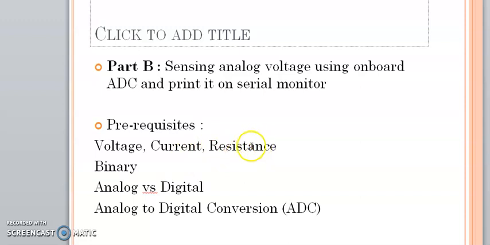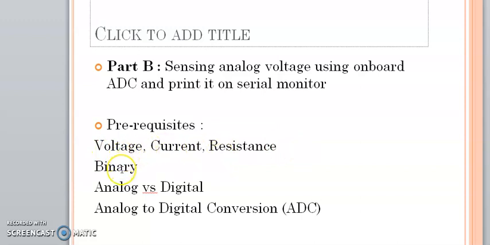Accordingly, voltage is defined as the difference in charge between two points. Current is nothing but the rate at which that charge is flowing, and resistance is nothing but a material's tendency to resist the flow of charge, that is, the current. So you now have the basic knowledge related to voltage, current and resistance.